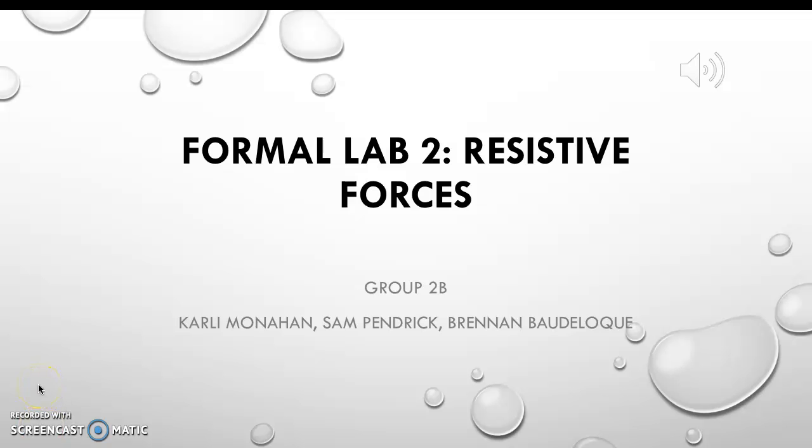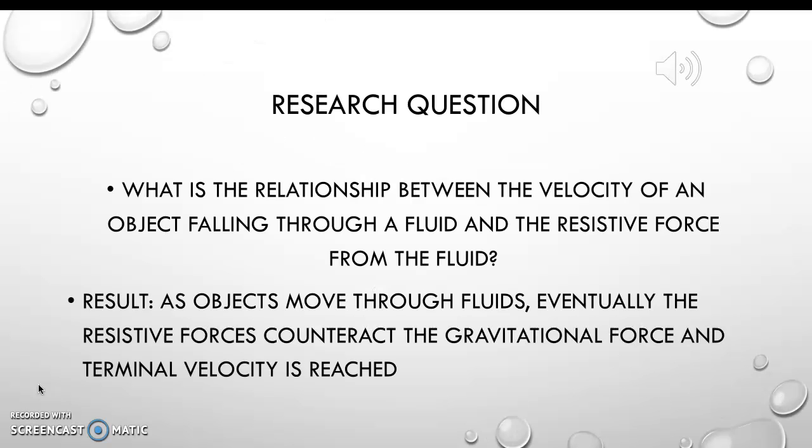These are our findings from Formal Lab number 2, resistive forces. So our research question for this lab was, what is the relationship between the velocity of an object falling through a fluid and the resistive force from that fluid? The result that we observed from our experiment was that as objects move through fluids, eventually the resistive forces will grow to counteract the gravitational force and terminal velocity will be reached.